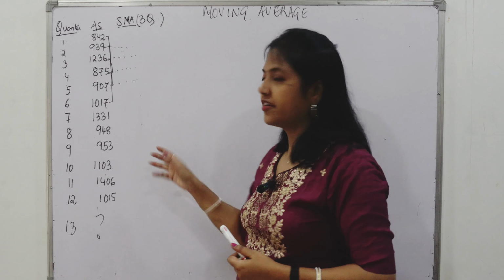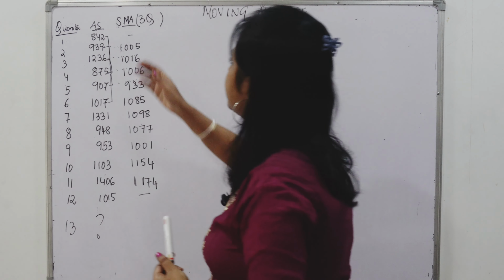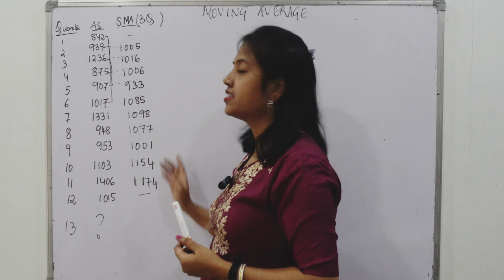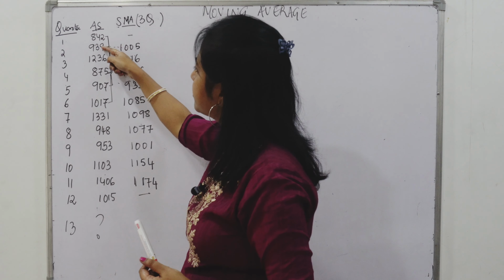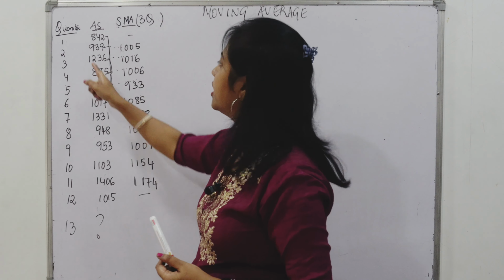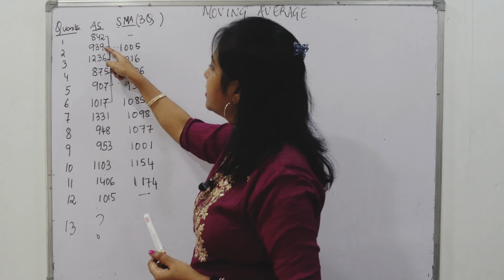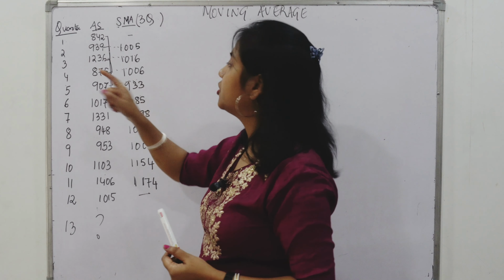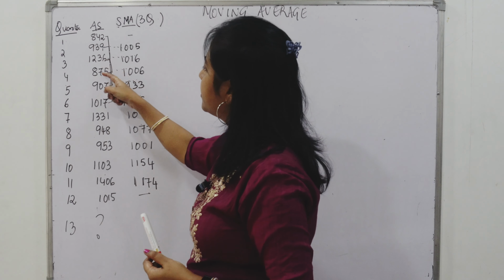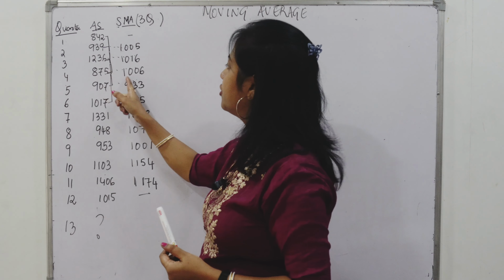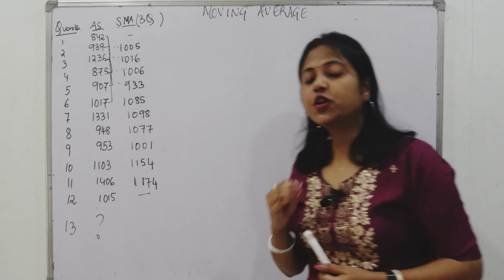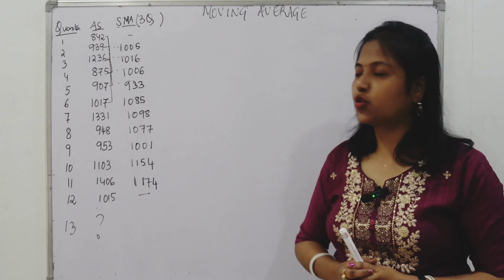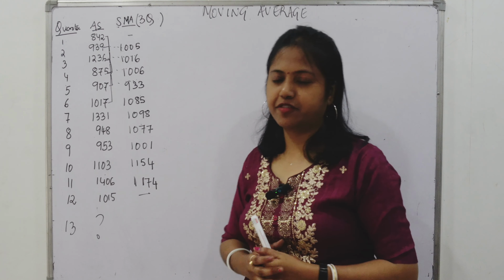So let's do it and write it here. Friends, I have taken the moving averages. As you can see, for the first 3 periods, this plus this plus this divided by 3 will come in the middle. Again, this plus this plus this divided by 3 will come in the middle. This way I have taken the 3 quarterly moving averages, and this is the simple moving average.